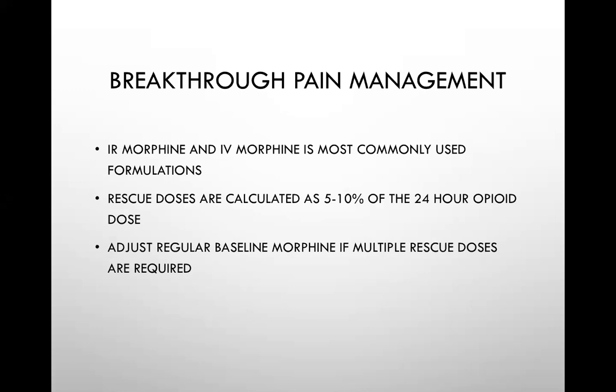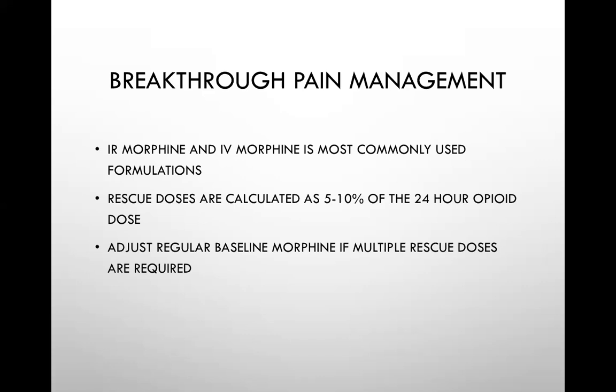For management of breakthrough pain, you use what are called rescue doses, which are calculated as 5 to 10% of the 24-hour opioid dose. Depending on the pain, you can give the rescue doses more frequently to manage the pain. If multiple rescue doses are required, the baseline 24-hour morphine dose can be recalculated.